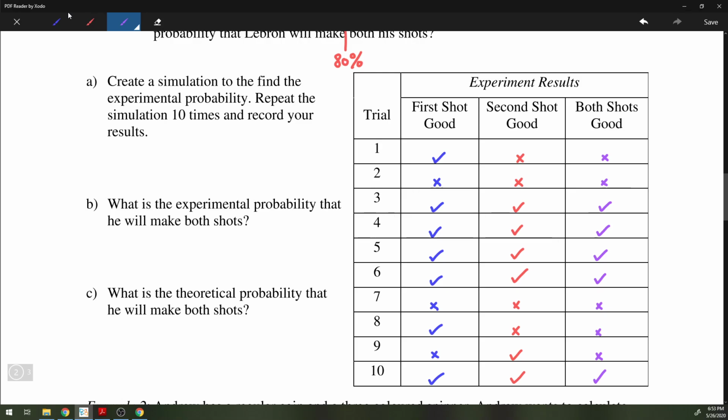Okay, so we recorded the results in table A. What is the experimental probability that he will make both shots? We can simply count. There are 5 instances where both shots were good. So that would be 5 out of 10 or 50%.